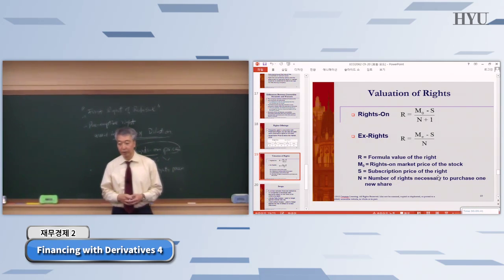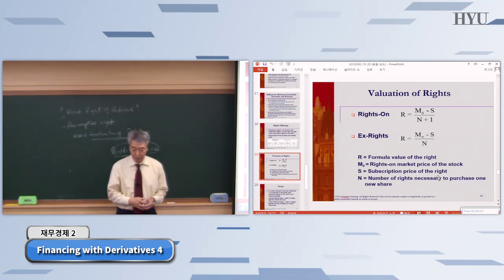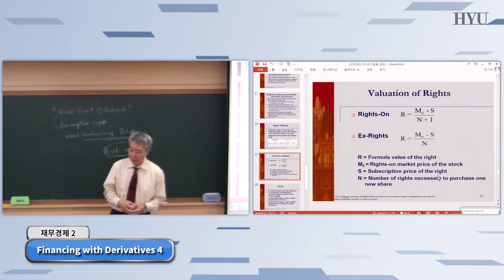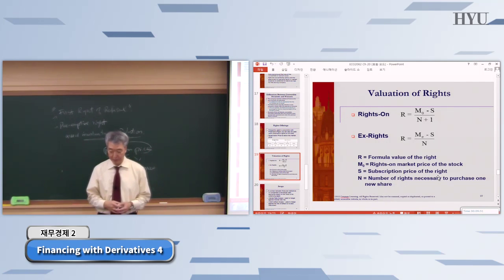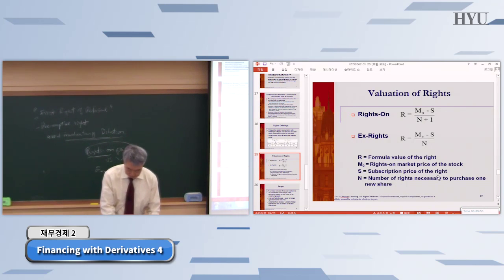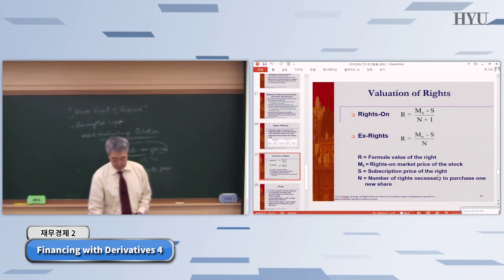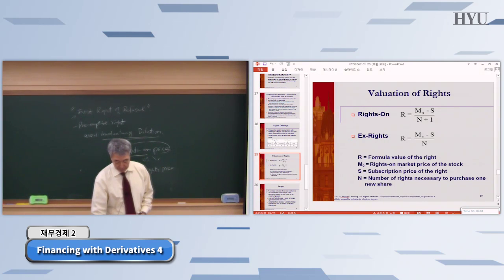Then you can actually sell these rights to someone else. There is a market for these rights. So the question is, what will be the price of these rights in the market? So you can think about that situation. Here is the formula. The R is the formula value of the right.